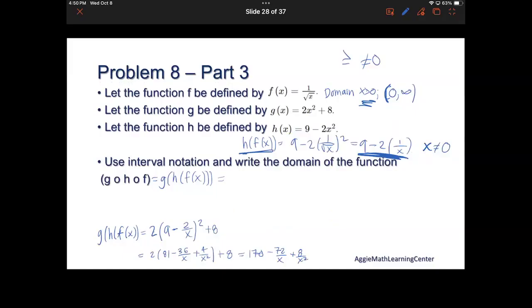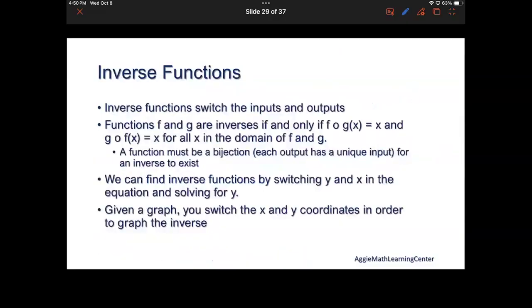Okay, so same deal. The only domain restriction for that expression is x cannot be 0. We're already prohibiting that. So the domain of the function g composed of h composed of f is the same as the domain of the function f. We didn't know that at the beginning, and that won't always be true, but in this case it is. So that's your answer. There we go. Oh, I didn't even finish it. Shoot. Okay. All right, so inverse functions.